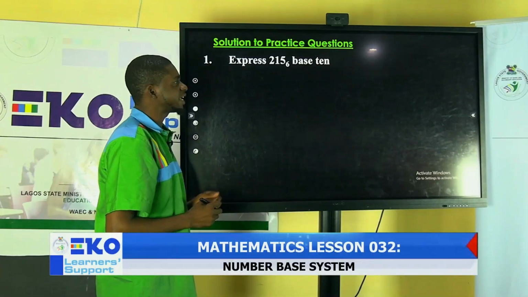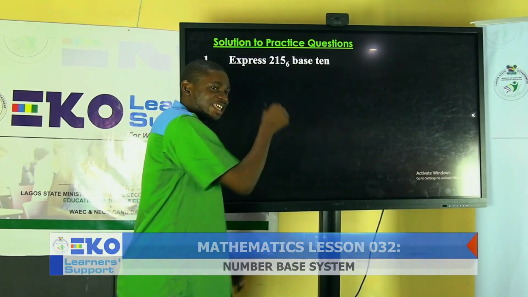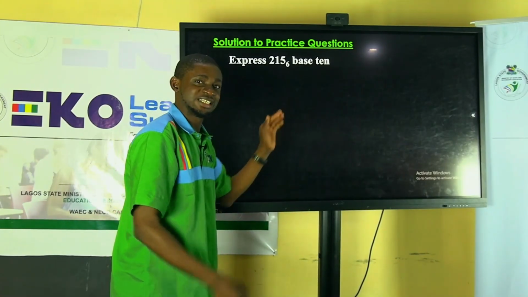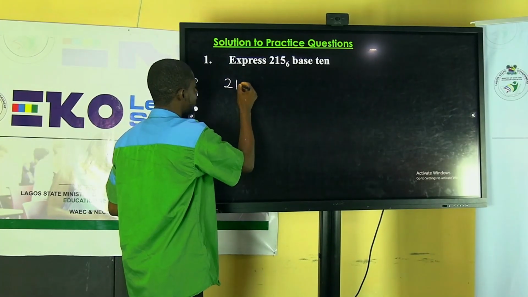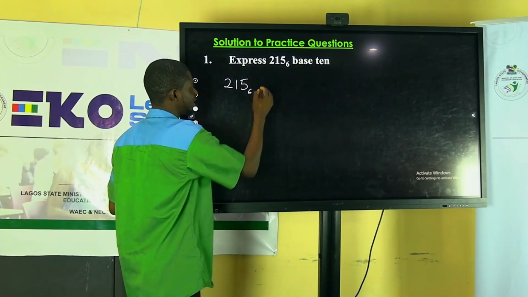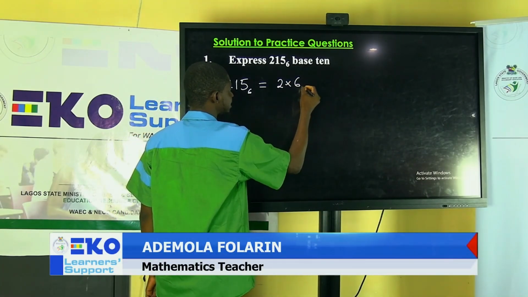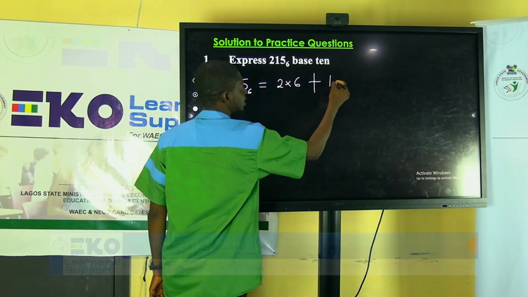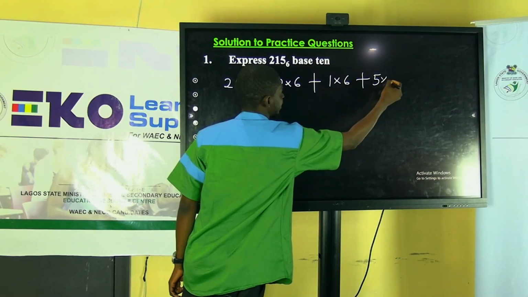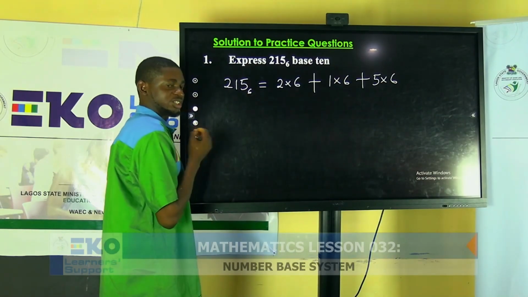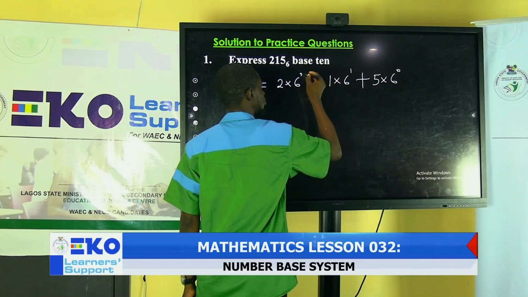We are to express this in base 10. So easy. You multiply individual digits by the base, then give it power of 0, 1, 2 from the back. 215 base 6 equals, we are doing this together, remember, 2 multiplied by 6 plus 1 multiplied by 6 plus 5 multiplied by 6. Now that we have expressed this, we now give it powers from here, the base, 0, 1, 2.